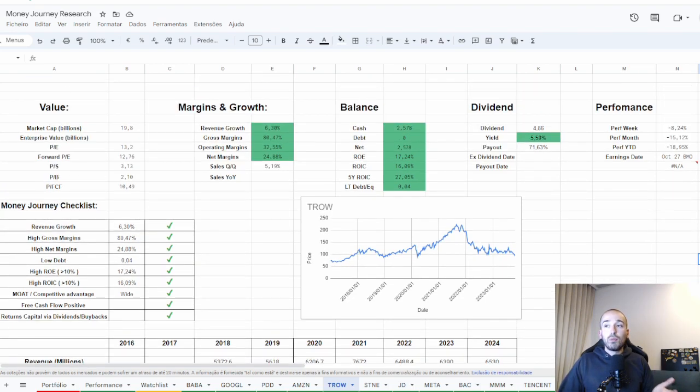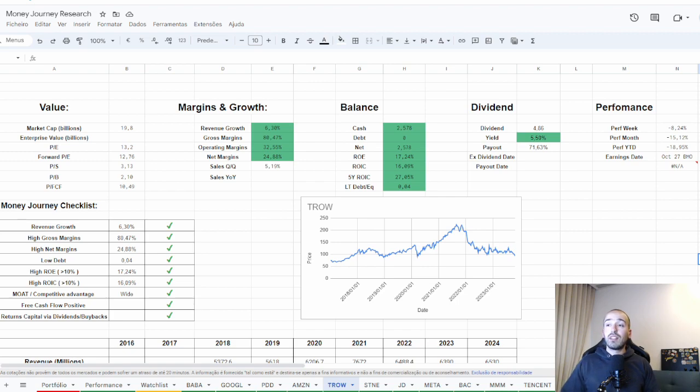They have $2.5 billion in cash on hand, which at this valuation is almost 10% of the company. With this money they could buy back 10% of the company's shares, which is really good. They have no long-term debt. This is a really good balance sheet for a company like that.